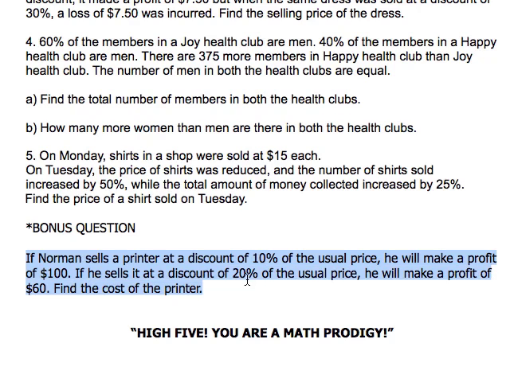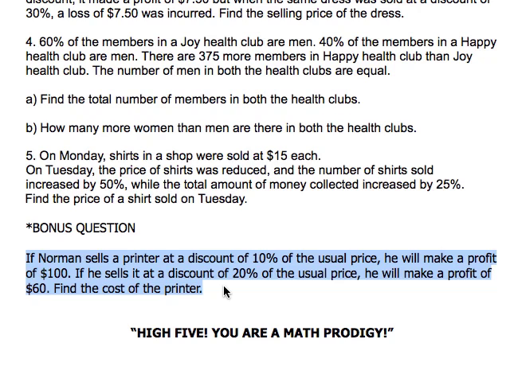It says: if Norman sells a printer at a discount of 10% of the usual price, he will make a profit of $100. If he sells it at a discount of 20% of the usual price, he will make a profit of $60. The question is, find the cost of the printer.